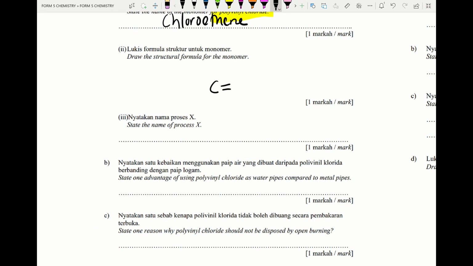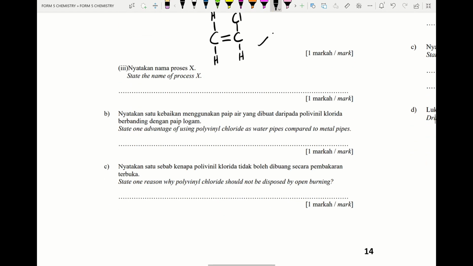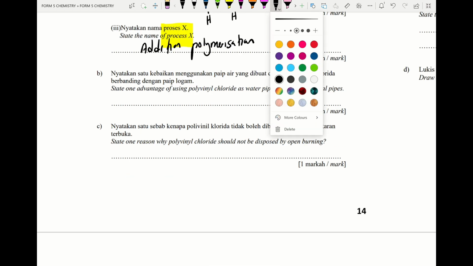And draw the structural formula of the monomer of chloroethene. So we draw C double bond C. We put bonding. So here we put hydrogen atoms and a chlorine atom. So this is the structural formula of the monomer of chloroethene. And this monomer of chloroethene will combine in repeating sequences and form a long chain known as polyvinyl chloride. And the name of the process X, where the monomers combine and form polymers, is known as addition polymerization.